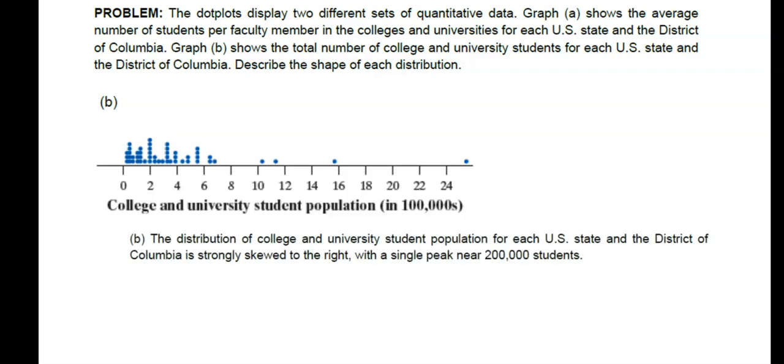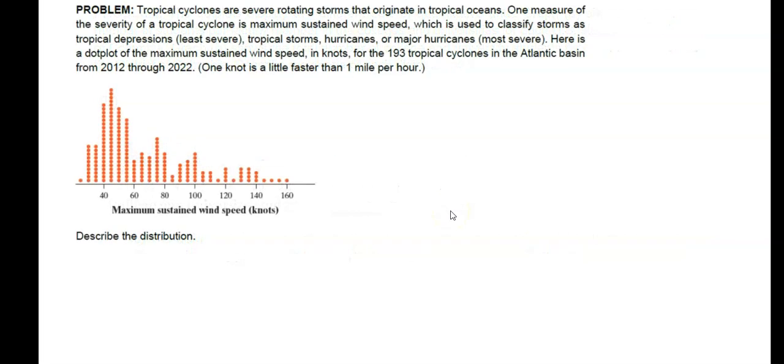Let's see what they said. They actually put it in writing: skewed to the right with a single peak near 200,000 students. Because each of those numbers represents 100,000 students, it would be more proper to say 200,000. So always look at that title. Oftentimes it has units in there which are helpful to use.